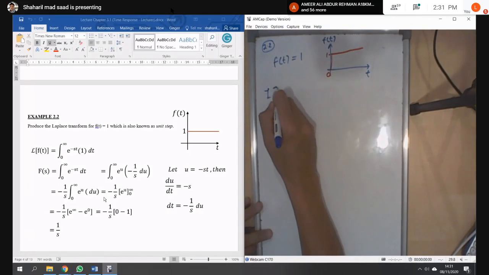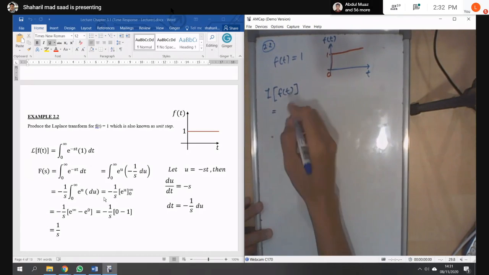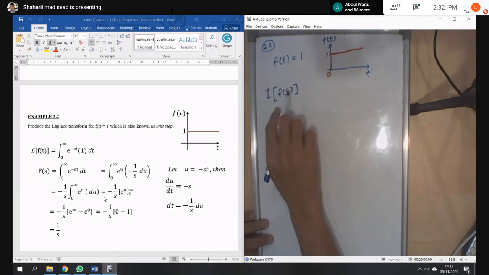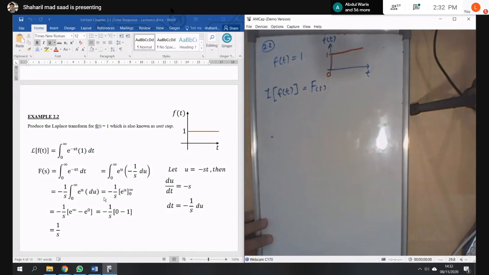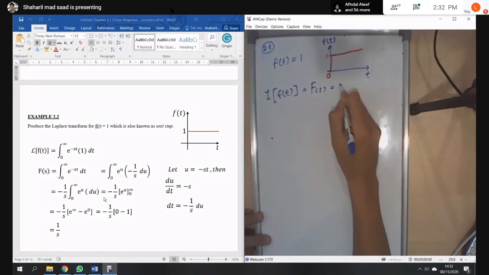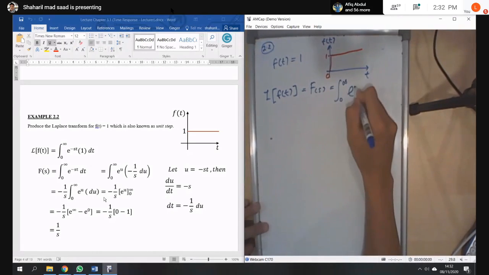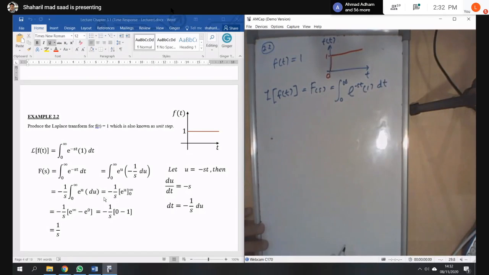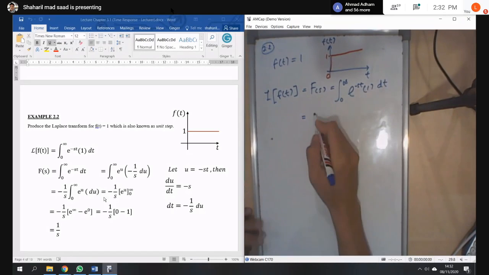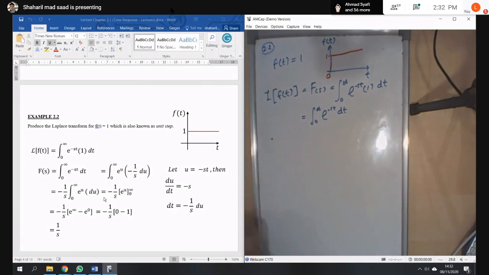When you Laplace f(t), that is equal to F(s), which is equal to the integral from 0 to infinity of e^(-st) times 1 dt. Okay, so we try to solve it. The integral from 0 to infinity of e^(-st) dt.